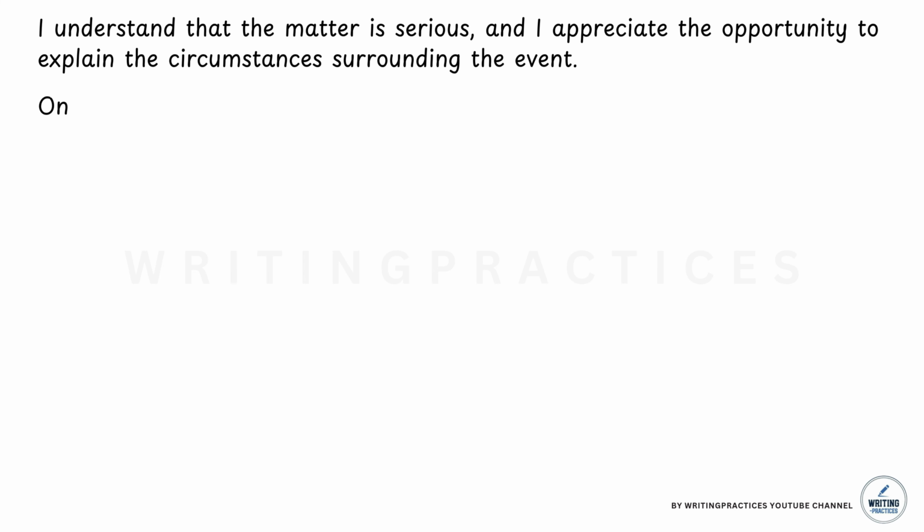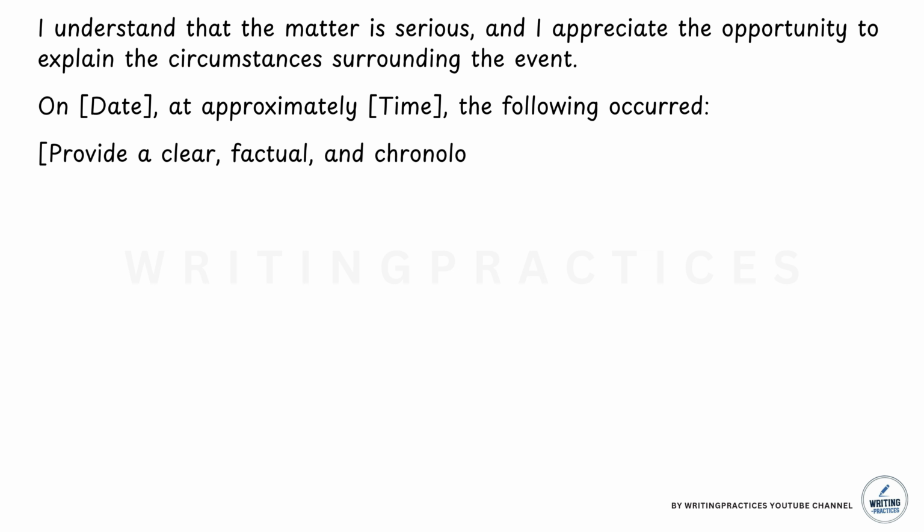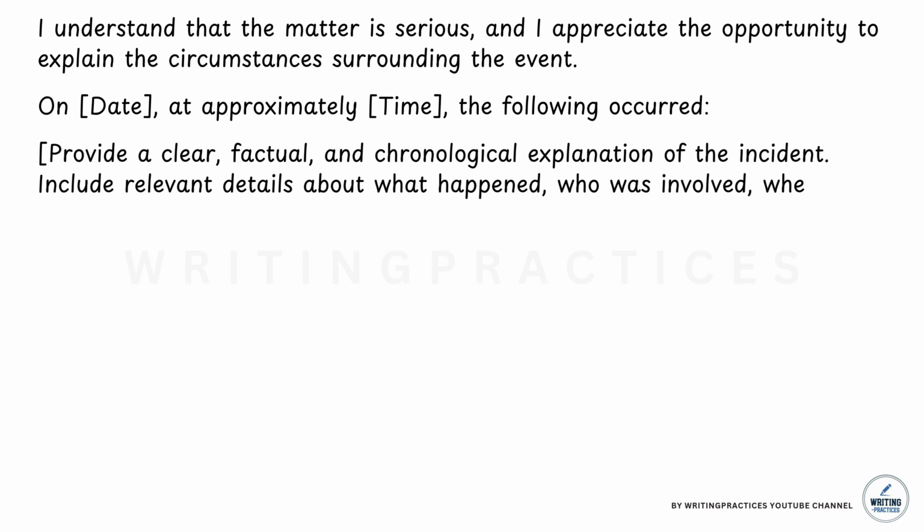Incident description paragraph. Now explain exactly what happened. For example, on June 7, 2026, at approximately 10:15 a.m., during a science laboratory class, I became involved in a verbal disagreement with another student regarding a group assignment. The disagreement escalated, causing a disruption to the class and requiring intervention from the teacher. This section should provide a factual chronological account of events without exaggeration or unnecessary emotion.